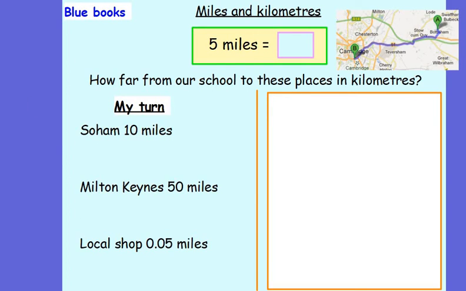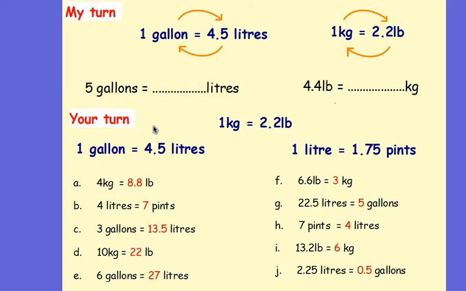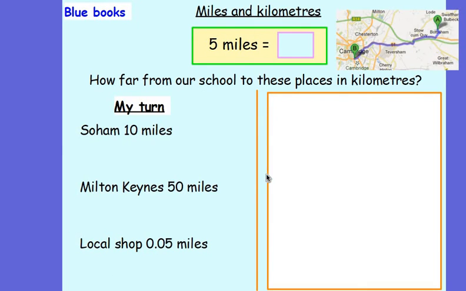Okay, so far we've been looking at conversions where we've got one lot of something equals a larger amount of something else. For example, when we were looking at gallons, we said 1 gallon was 4.5 litres, 1 kilogram was 2.2 pounds, 1 litre was 1.75 pints. However, now we're going to look at conversions where we haven't got a 1 on one side of our conversion.